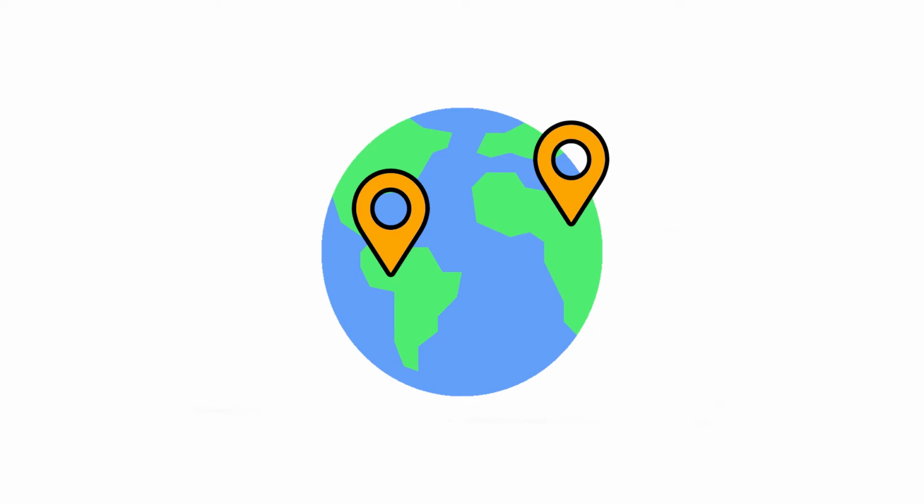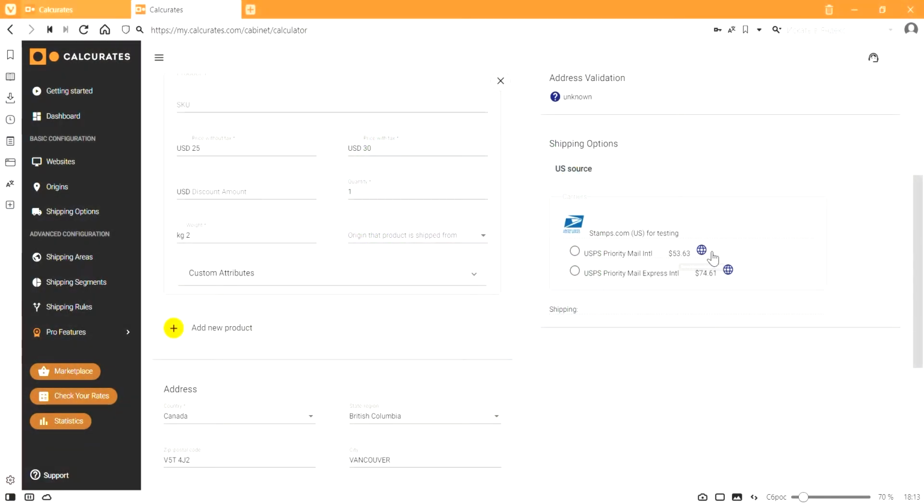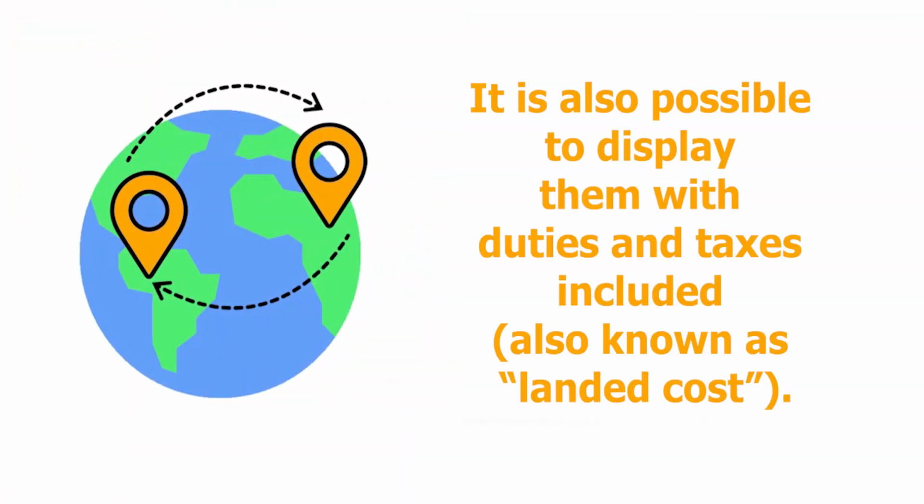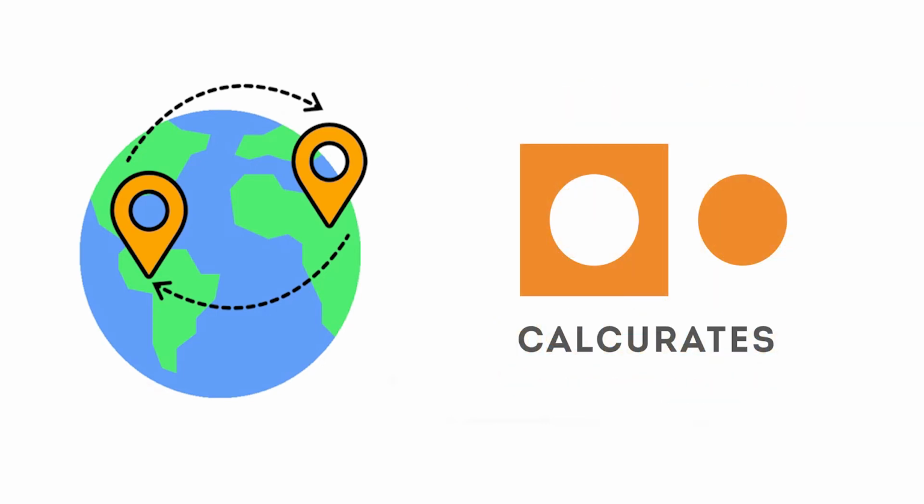Besides domestic live rates from carriers, Calcurates helps you display international shipping rates at checkout. It is also possible to display them with duties and taxes included, also known as a landed cost. Let's find out how to set up international shipping rates in Calcurates.